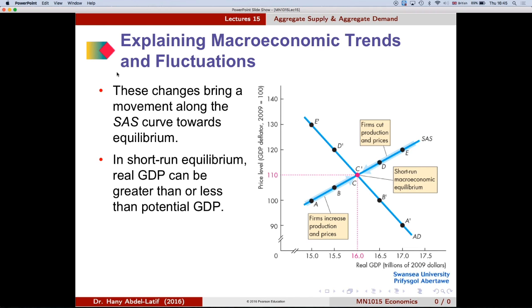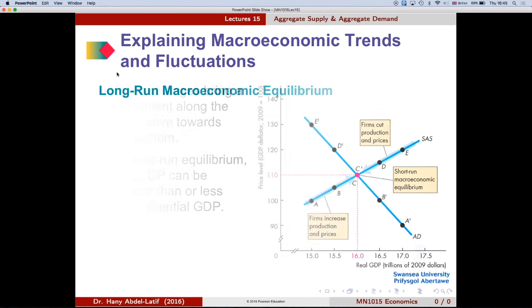So we have 110, that's the price level, and the real GDP is 16. So that is the equilibrium at this point. So this equilibrium point can be anywhere. It could be before potential GDP, or exactly at the potential GDP, or above the potential GDP. So the equilibrium in the short run can happen anywhere, before, at, or after the potential GDP.